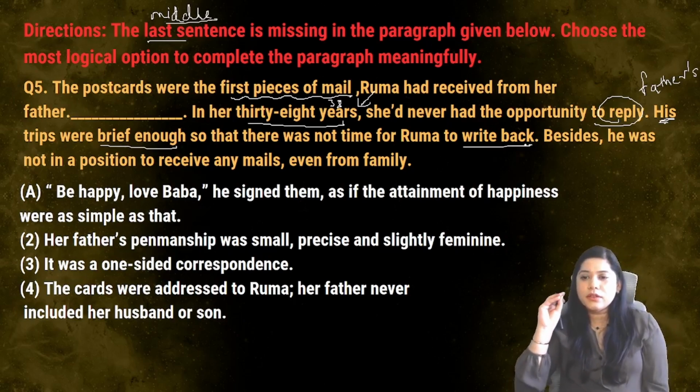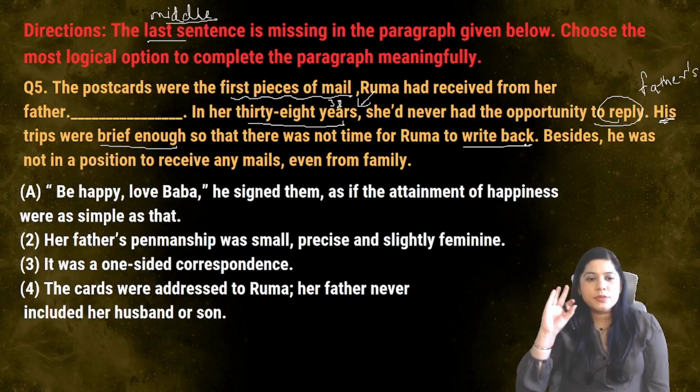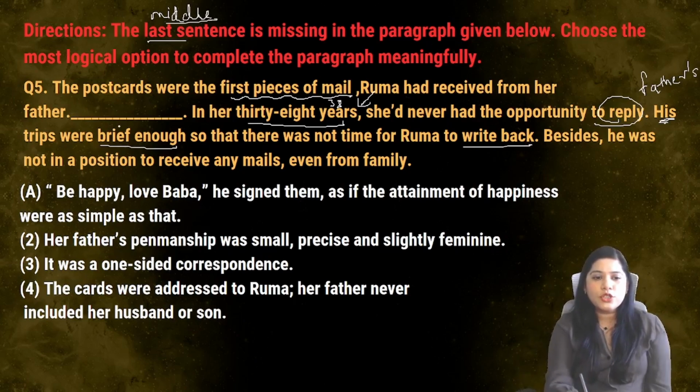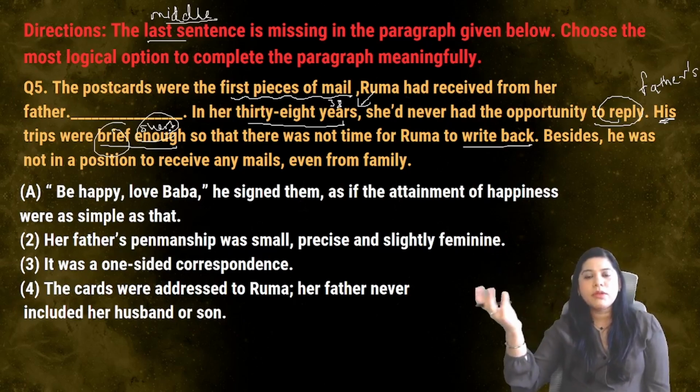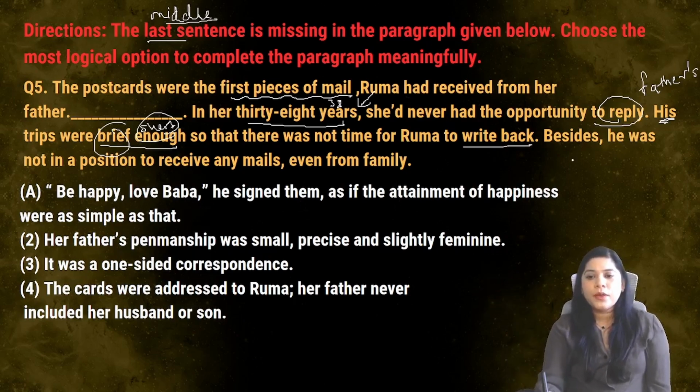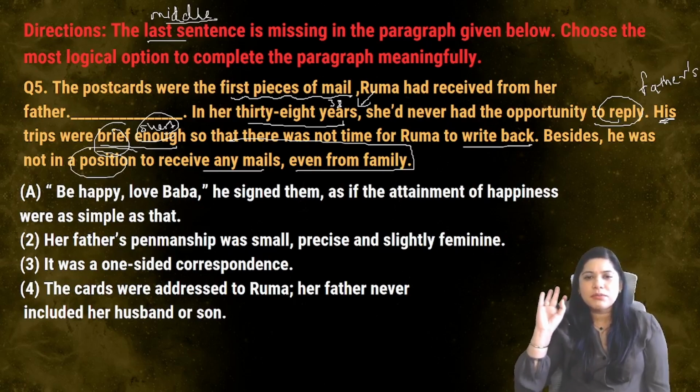As in, maybe the father is in RAW kind of a job, some spy or something. So his trips, or maybe a very busy business person, international level business person, that he will be at one place only for a week or two. So his trips were short, and that's why if she's getting a postcard from a certain address, when she replies back, writes back, that postcard, jab tak wo pahunchega, till it reaches there, her father will have gone to a new place, like that. Okay, besides, he was not in a position to receive any mails even from a family. So he was not in a position means he must be in RAW, secret service, something like that, I feel, right?